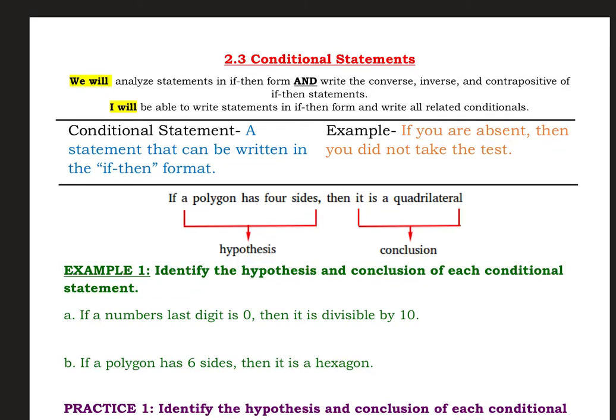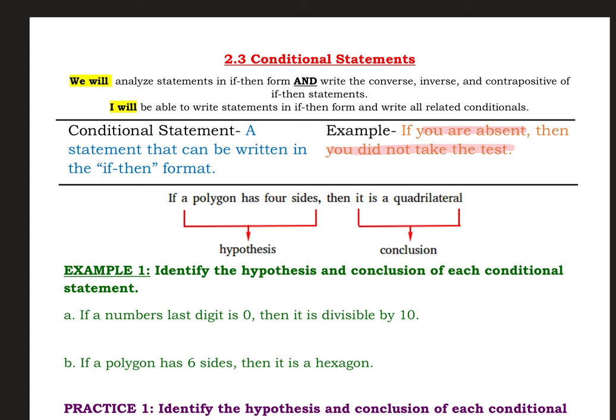Conditional statements. The vocabulary words we're covering are converse, inverse, contrapositive, and conditional, okay? So first off, a conditional statement is just a statement that's written in the if-then format. For example, if you are absent, then you did not take the test, okay? The if part is always the hypothesis, and if that hypothesis is true, then the conclusion will probably be true. So, again, if you're absent, you did not take the test.